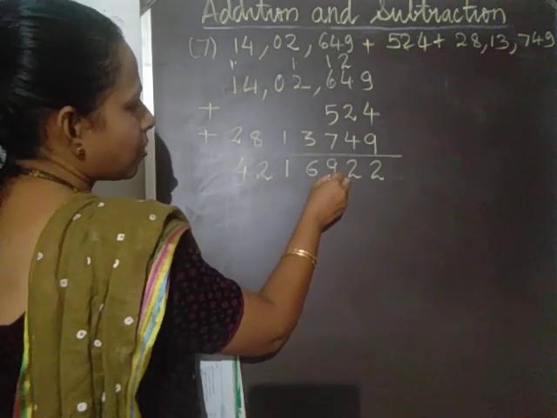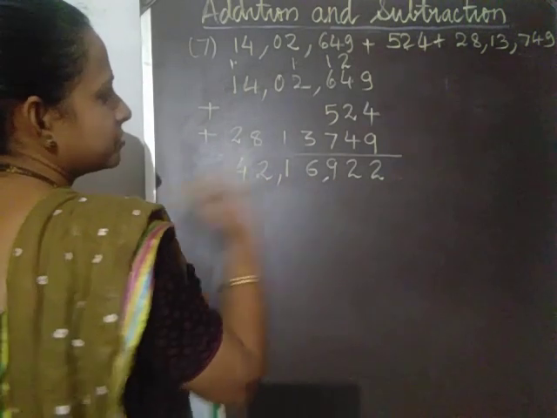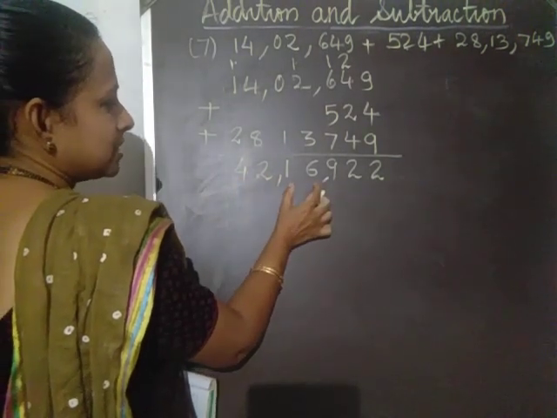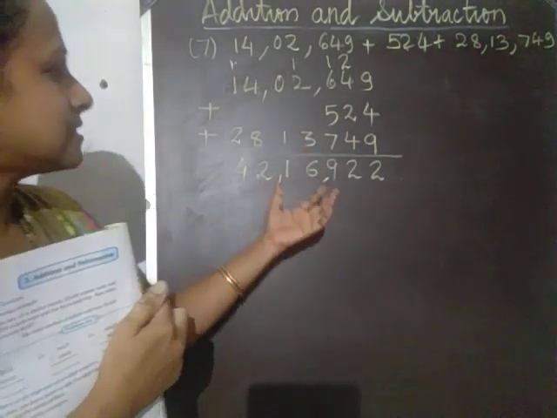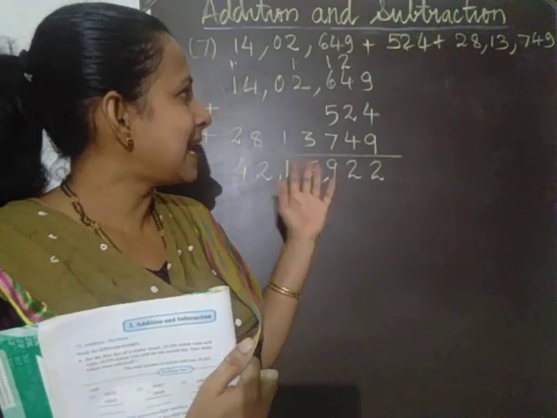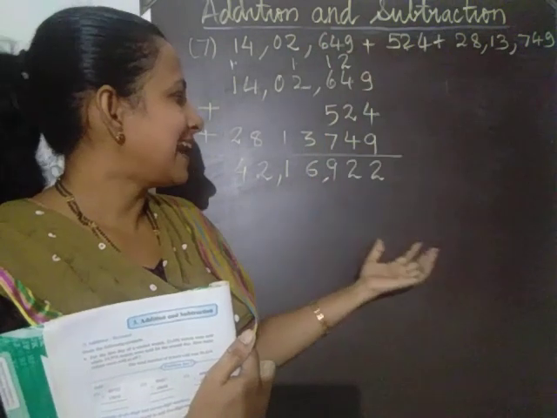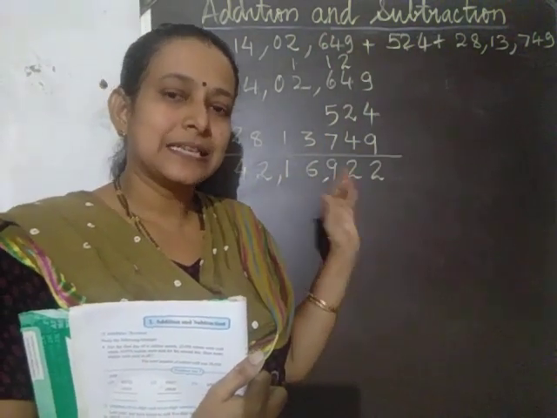Let me write now the commas here. 3 digits first, then after that 2 digits. So the answer becomes 42 lakh 16,922. Fine. So this is regarding how to add 6-digit numbers, 7-digit numbers, and even when there are more than 2 numbers, how we can add them very easily.